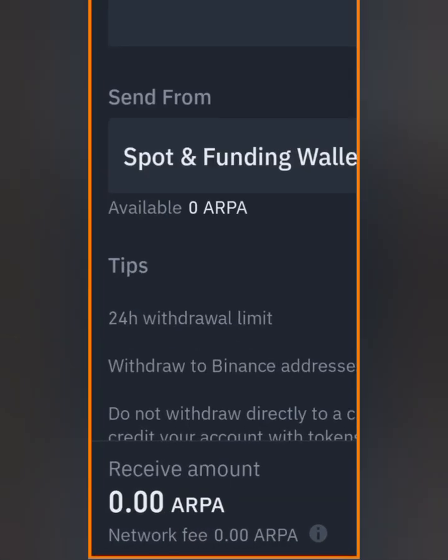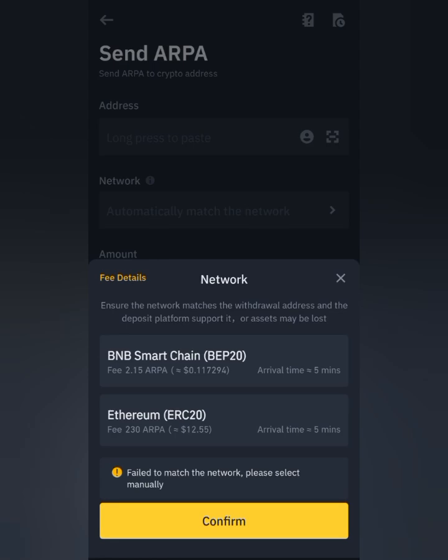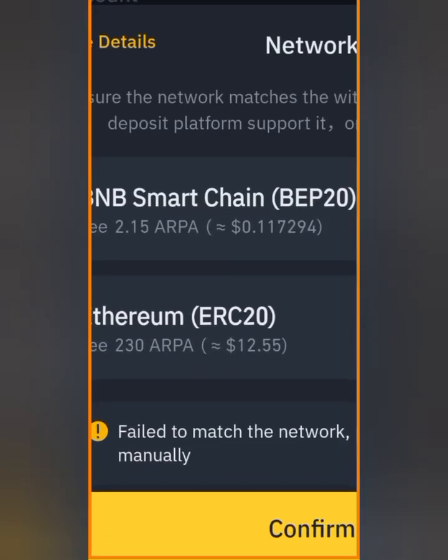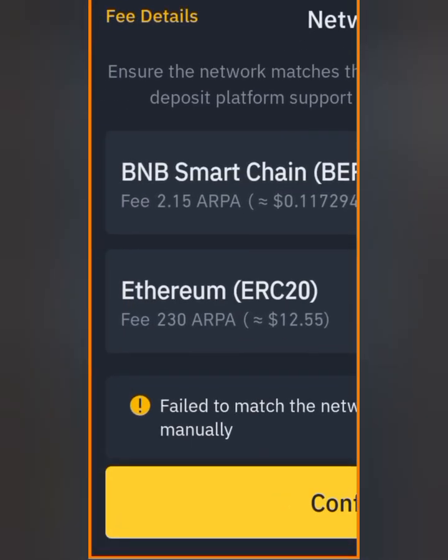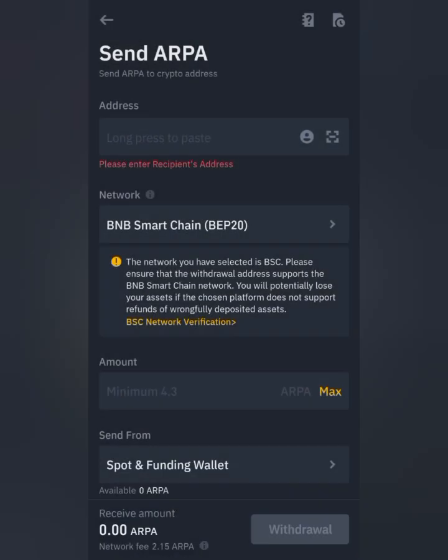Then you check the network fee. We haven't even chosen the network yet, so we have to choose it. You can choose BNB Smart Chain. You can see it tells us the price, about 11 cents. Or you can choose Ethereum. Why would I go for Ethereum when I can choose BNB? So you click on that, and then you confirm.